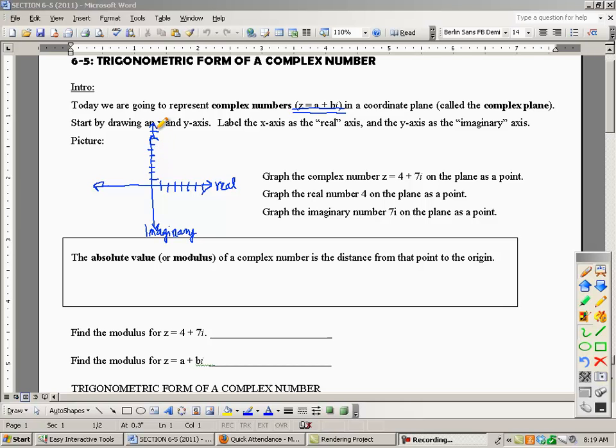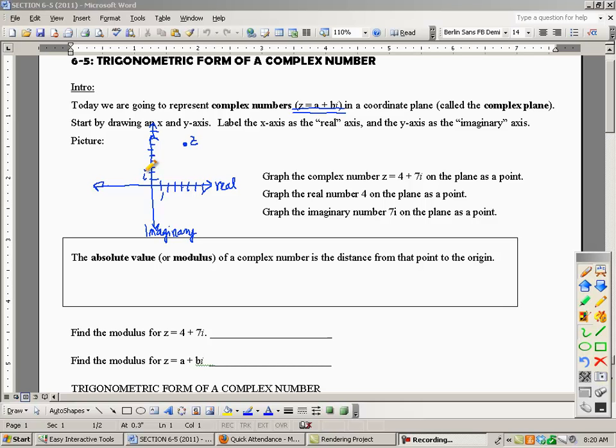But we want to graph the number 4 plus 7i. And if you remember from Algebra 2, that means we go right 4 on the real axis and up 7i on the imaginary axis. So 1, 2, 3, 4, 5, 6, 7. And so this is our complex number z, 4 plus 7i. And again, the real axis goes up by 1s, the imaginary axis goes up by i's.